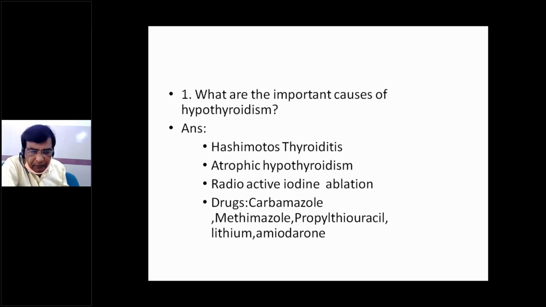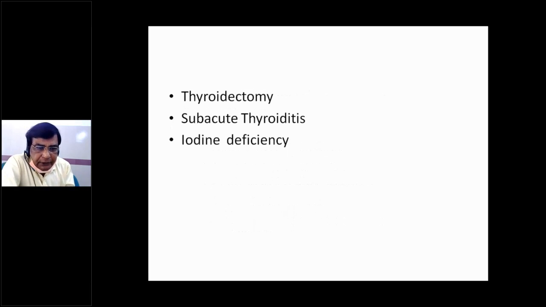Propylthiouracil is an antithyroid drug. Carbimazole, methimazole, these two are also antithyroid drugs. Thyroidectomy. Total thyroidectomy can cause hypothyroidism. Subacute thyroiditis can cause hypothyroidism, iodine deficiency.